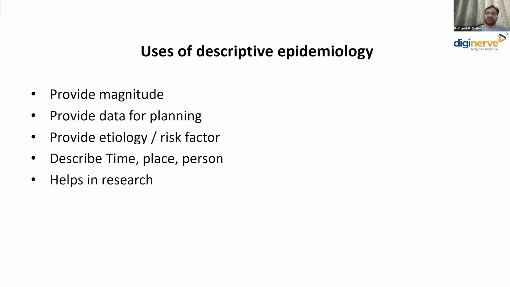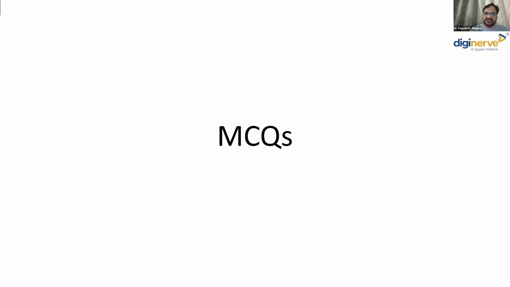It will provide the magnitude of the disease, that is, in how much area and in how many people the disease is occurring. It will provide the data for planning. It will provide some knowledge about the etiology and the risk factor. It will provide the knowledge or describe the time, place, person, and it helps in the research.